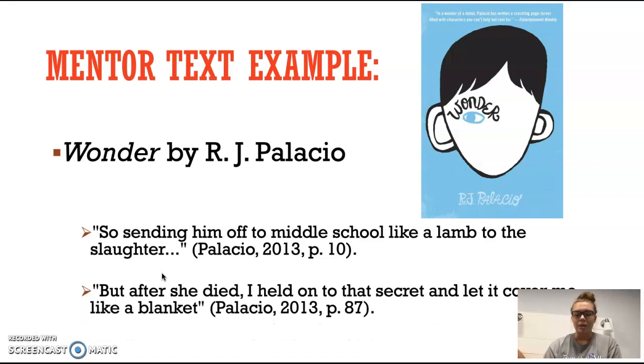The next example that we're going to see is, "But after she died, I held on to that secret and let it cover me like a blanket." This also creates a vivid image, and we see that the word like is used again to compare holding on to a secret to someone being covered with a blanket. And we can also see a vivid image in our head when we read this. Someone's holding on to this secret and it's covering them like a blanket. She's holding it on tight. She's letting it seep down into her and keep her warm.